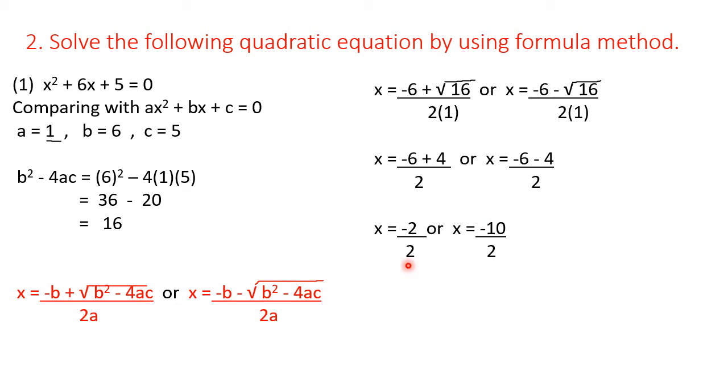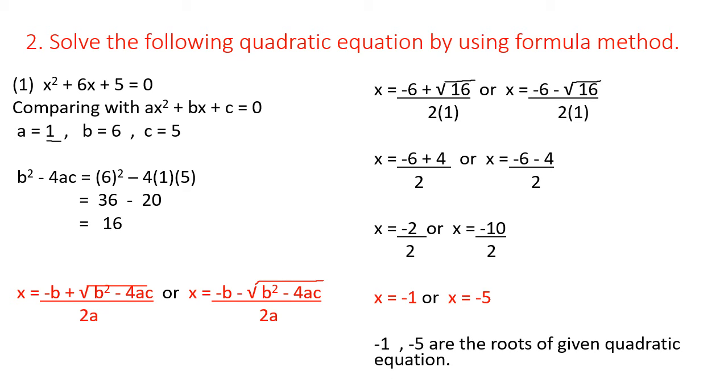So when we divide this, minus 2 divided by 2 is going to be minus 1, and minus 10 divided by 2 is going to be minus 5. So these are the roots of the given quadratic equation. So finally we write down the answer. Minus 1 comma minus 5 are the roots of the given quadratic equation.